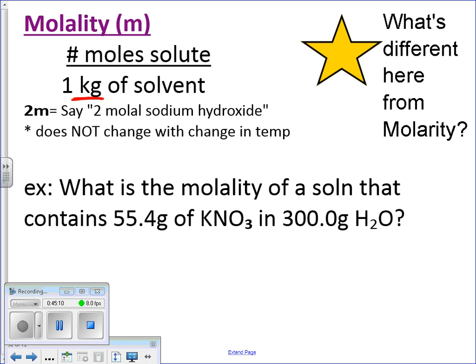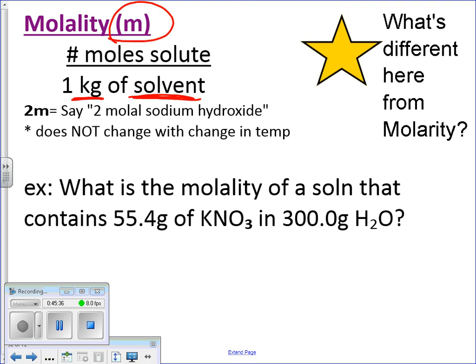It's per solvent instead of solution. And then there's one more difference, the way it's written. See at the top? Lowercase m versus capital M. So you see how easily these could get confused if you weren't really paying attention? I want you to make sure you highlight the differences between these so you understand they are different.